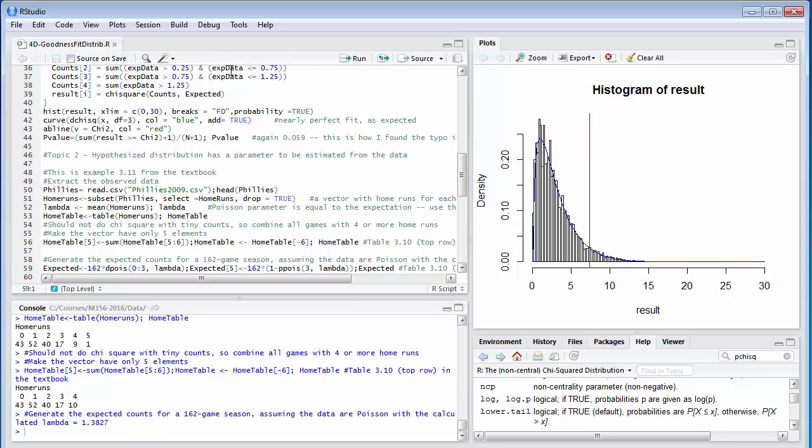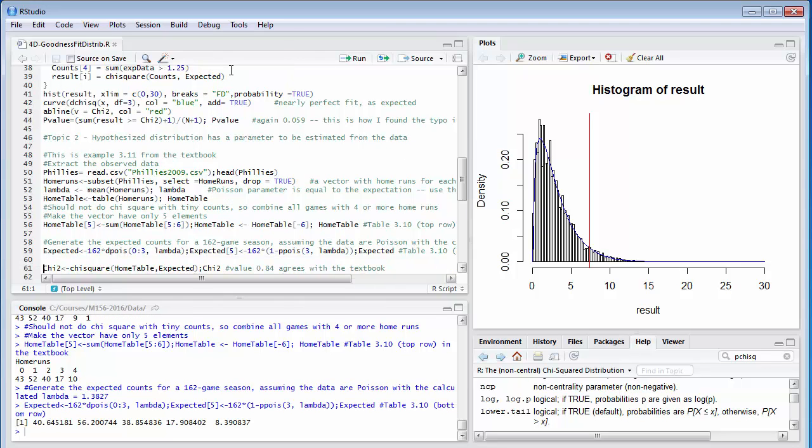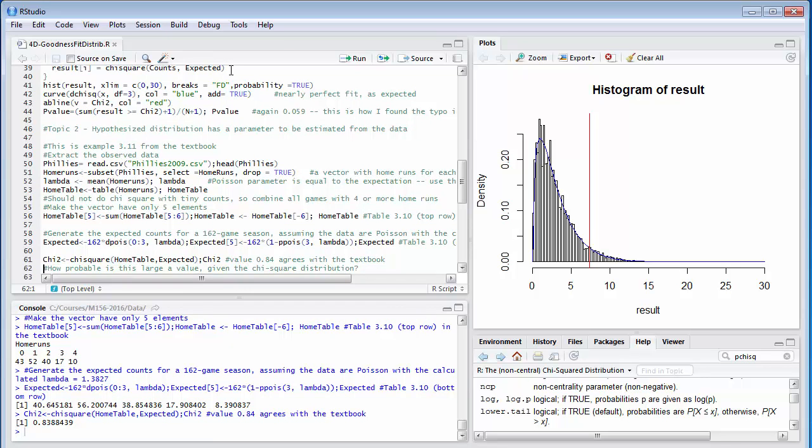R has built in the density function for the Poisson distribution, and we will compute the probabilities for 0, 1, 2, and 3 home runs using a value of lambda that makes the expected number of home runs come out right. And you can check with the textbook. This is exactly what you get in table 3.10. And then, of course, you can compute the chi-squared function for the observed number of home runs and the expected number of home runs. And the value you get is 0.84.